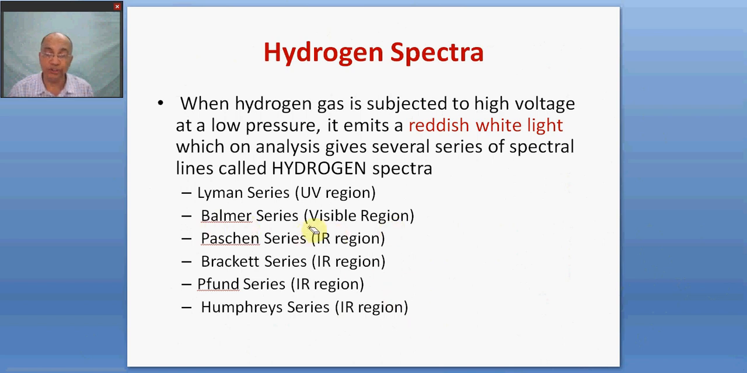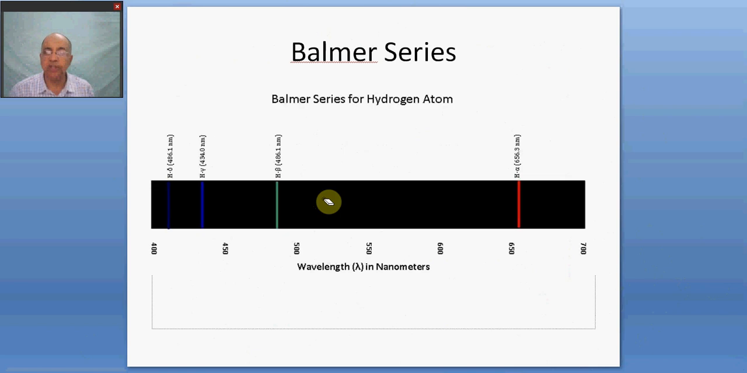Balmer falls in the visible. The first person who discovered the hydrogen spectrum is Balmer. Then the Lyman series falls in the UV region. We'll talk about the details in our later program. And this is the Balmer series that we have already shown.